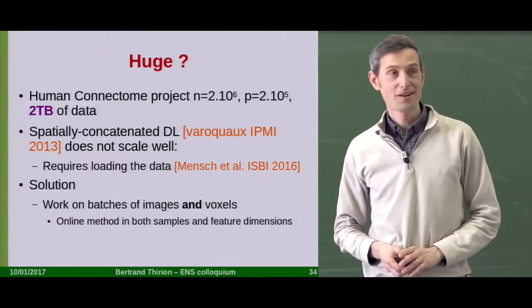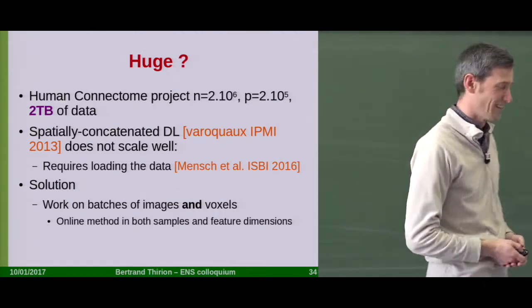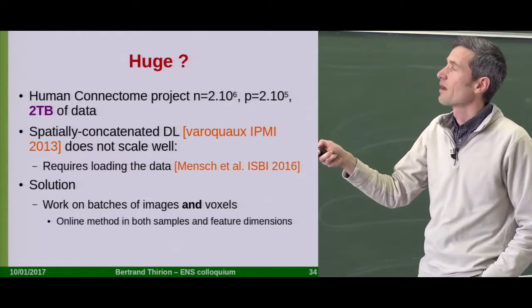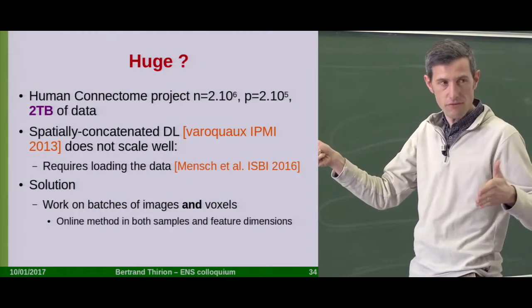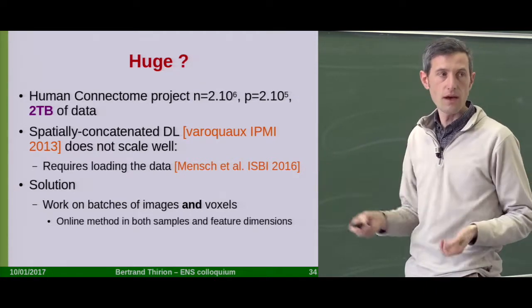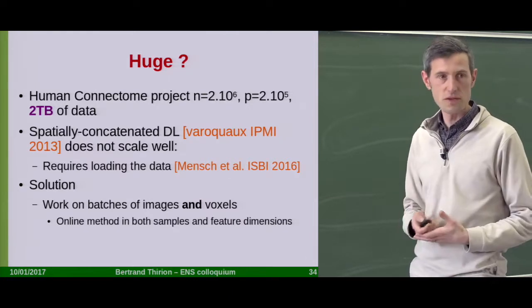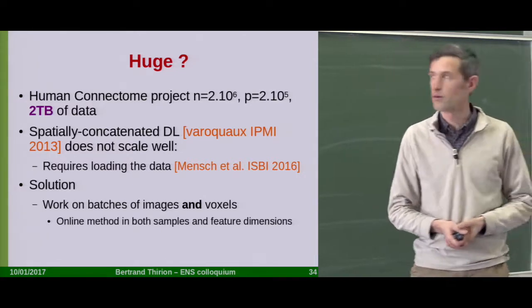And the dataset comprises 500 subjects. So how do we do? If we take this dataset, we have about 4,000 volumes per subject and 500 subjects. So this makes 2 million samples, and each sample is 200,000 voxels. So it's a huge matrix. It's 2 terabytes of data, so it will never fit on the memory of your computer.